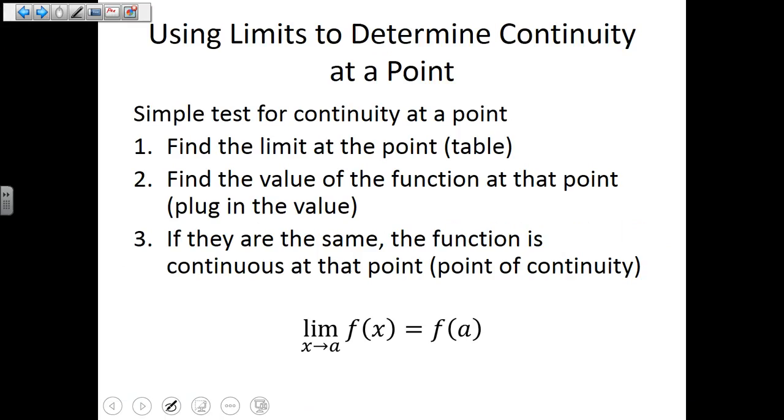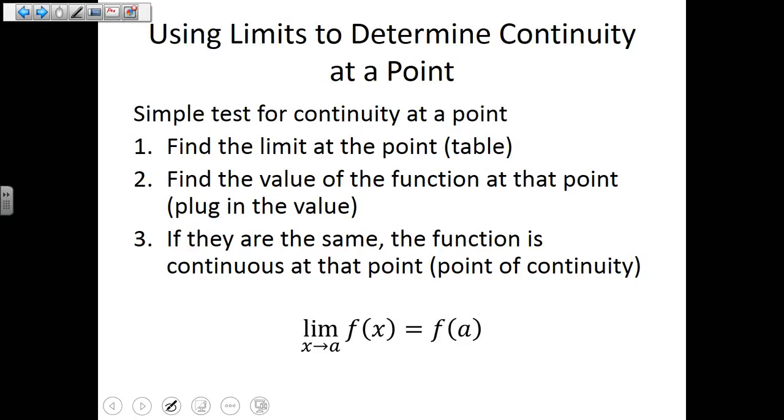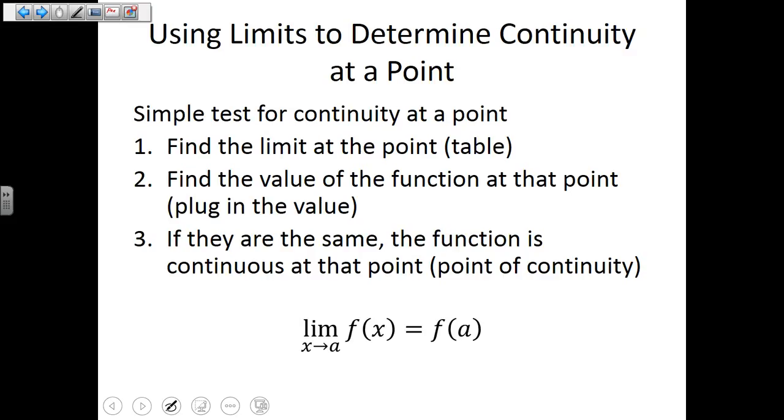Now, in order to use limits to determine continuity, what we need to do is find the limit at that point that we're checking. So I want to find the limit at some x value. We do that with the table. I also want to find the value of the function at that point. I want to be able to plug in to the function. Now maybe it's a piecewise function, so I've got to really pay attention to which rule I'm going to use.